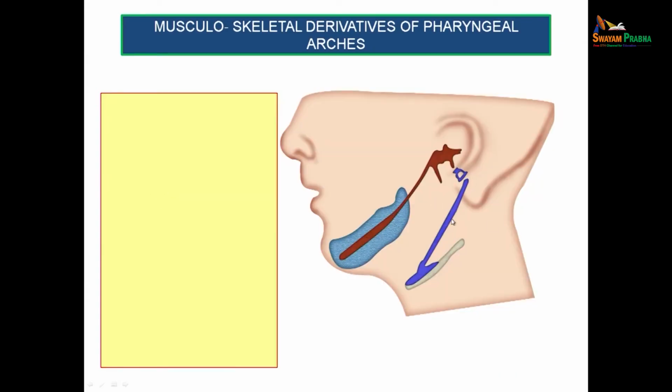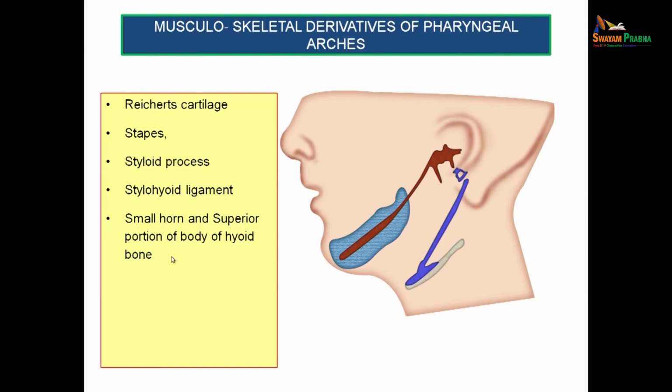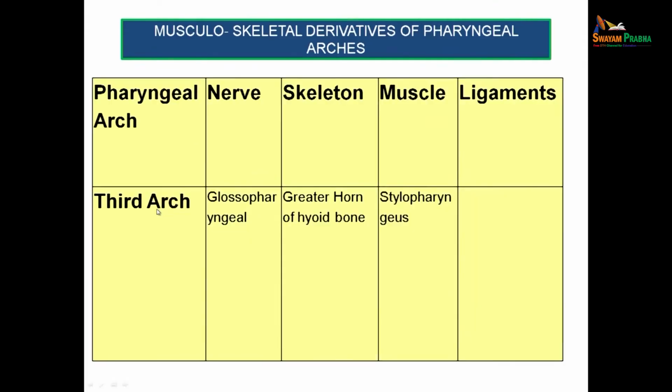So you just concentrate here. This is the second arch region. The cartilage which you get here is known as Reichert's cartilage, which will later ossify to form the stapes. So that is the third ossicle. Then you have the styloid process developed here. Then you have the stylohyoid ligament, the ligament which connects the styloid process with the hyoid bone. Then you have the lesser horn of the hyoid with the superior portion of the hyoid bone. So it is again a rule of S. All the words will be having the starting letter as S.